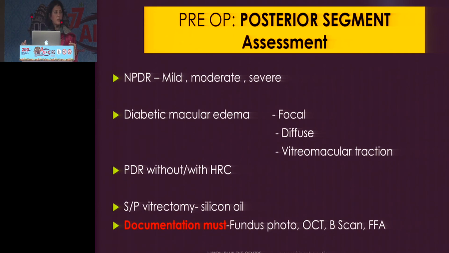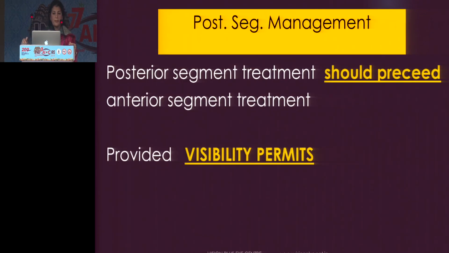A proper assessment of the posterior segment is important, and in this forum of retina specialists, I don't need to dwell on that. But documentation is something we all should be cautious about, since we are susceptible to legal action. So we must, even as anterior segment surgeons, try to take the fundus photographs, do the OCT and B-scan. The treatment for the posterior segment should always precede the cataract surgery if the visibility permits.